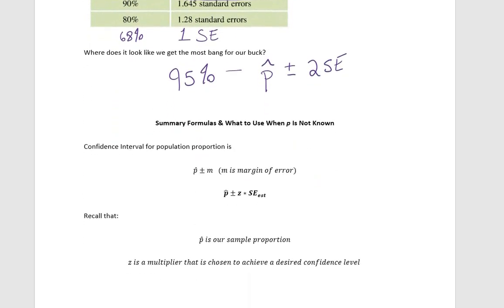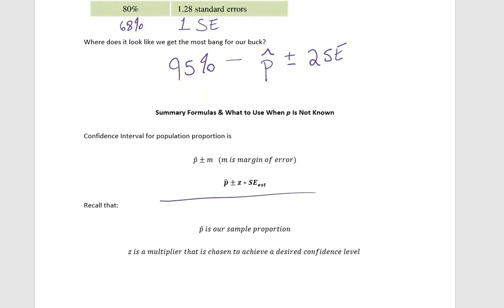Just as a little summary, it's p hat plus or minus the margin of error, so about how far off in percentages you're going to be. That is plus or minus what you'll see in the book called z. Remember, z is how many standard errors you are away times the standard error. Usually that's going to be about 2.